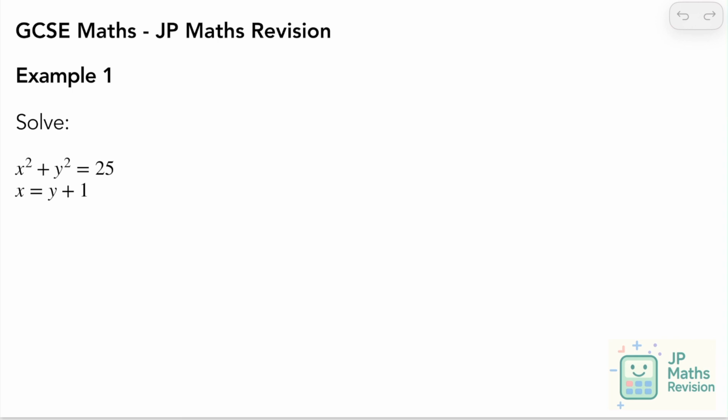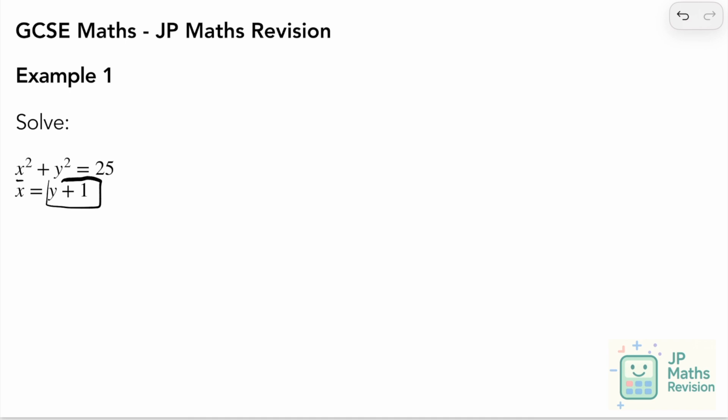So here's an example. We need to solve x squared plus y squared equals 25 and x equals y plus 1. The way we solve these is a method involving substitution. You can see that the second equation says x equals y plus 1. So what we're going to do is replace x in the top equation with y plus 1, because we know that x is equal to y plus 1.